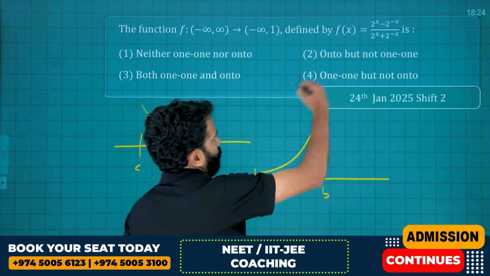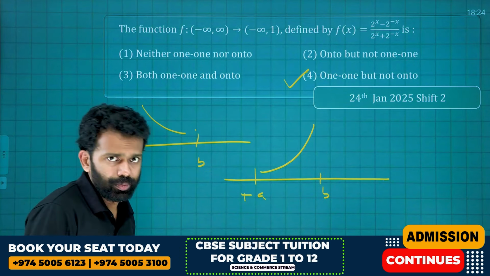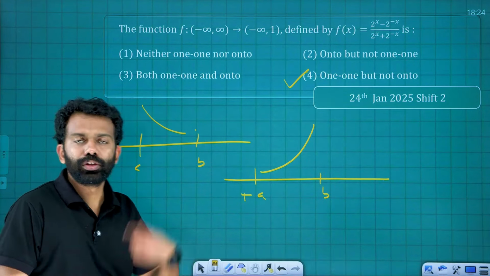1, 1 but not onto. Okay, fourth option is the correct one. Okay, a concept oriented question. Just go through this question one more time.